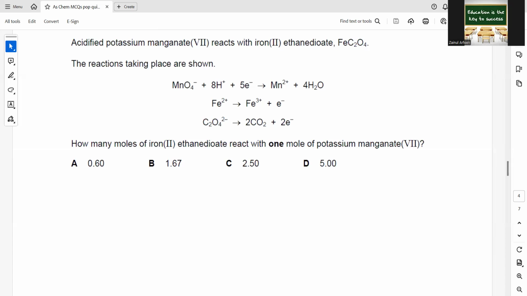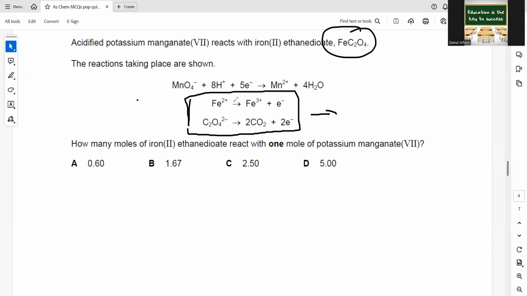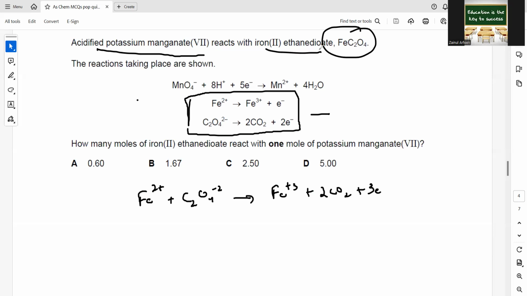Okay. In question 8, how many moles of iron(II) ethanedioate react with 1 mole of potassium manganate? So the formula is given. First, what should be the total combined equation for this iron(II) and ethanedioate? I will add these two because I should know their total equation. The combined equation will be Fe2+ and C2O4 2- gives Fe3+ plus 2 CO2 plus 3 electrons.